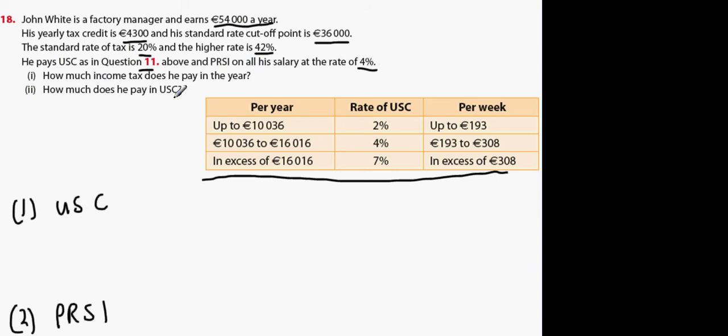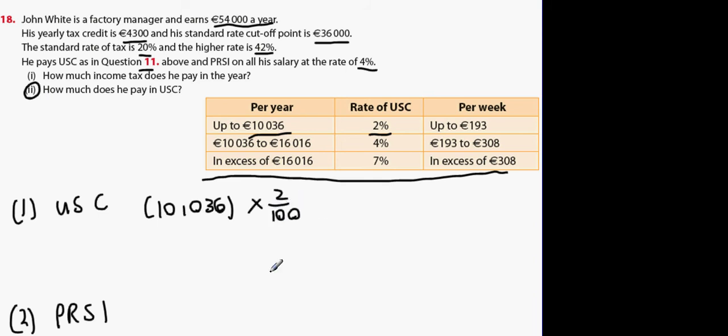So what we're going to do is the full breakdown of the full question anyway, okay? But we can figure out how much he pays in USC. So we're going to go for USC first, so that's number 2 that is going to come first. So his USC is going to be the first 10,036 paid at 2%. So it's going to be 10,036 multiplied by 2 divided by 100.